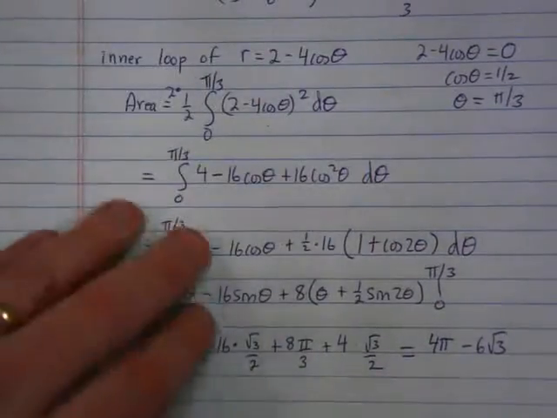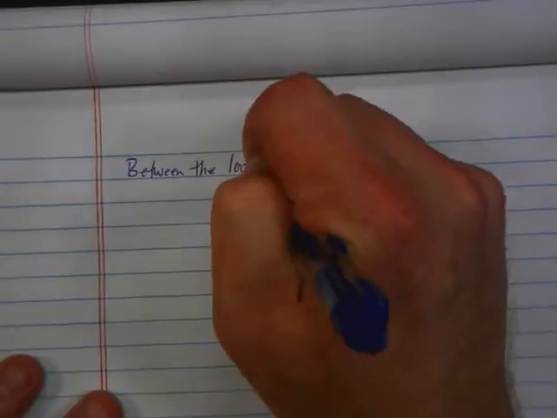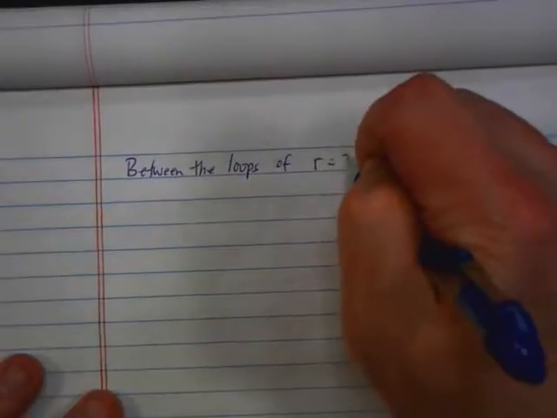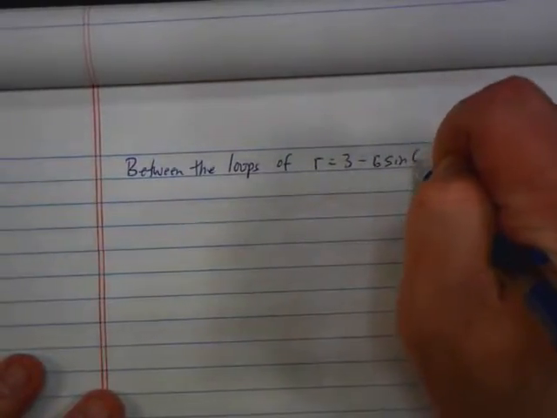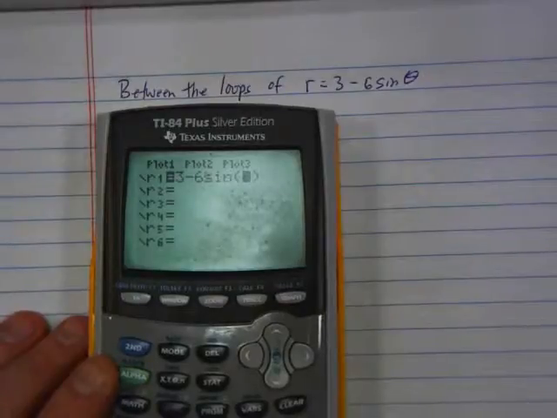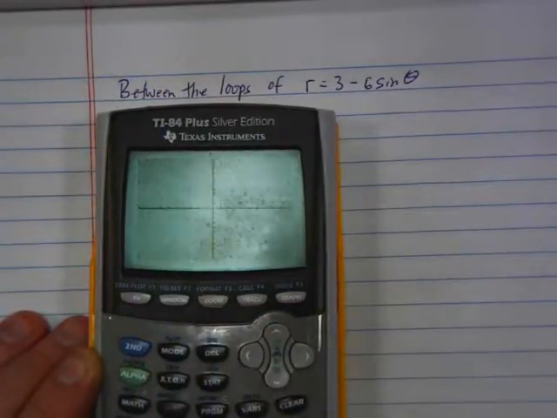All right, let's try one more. How about the area between the loops of r equals 3 minus 6 sine theta.